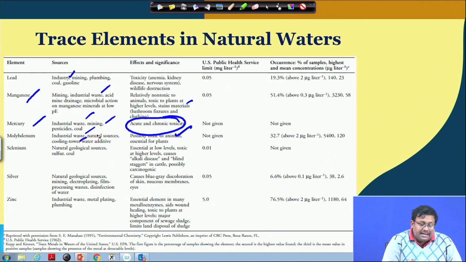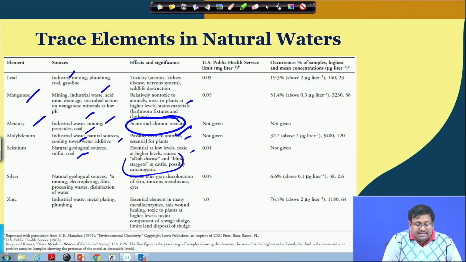Molybdenum is found in industrial waste, natural sources and cooling tower water additives, and is possibly toxic to animals. Selenium comes mainly from natural and different types of geological sources, and is essential at low levels but toxic at higher levels, causing alkali disease and blind staggers in cattle. So, this is also a deleterious effect of selenium.